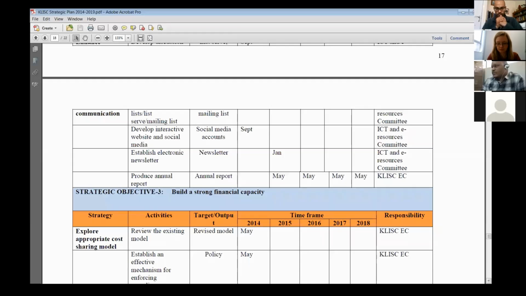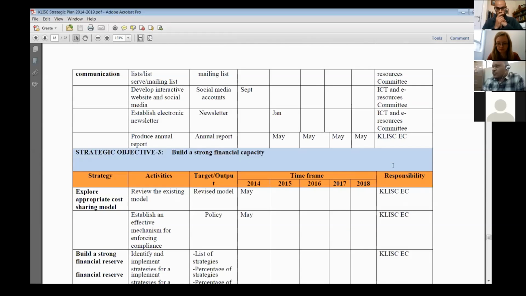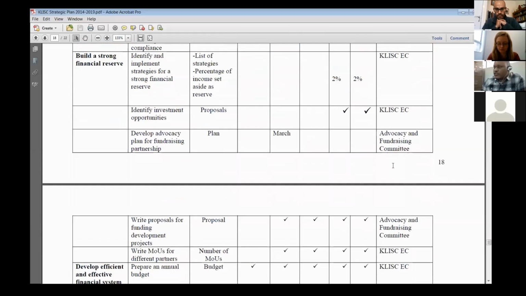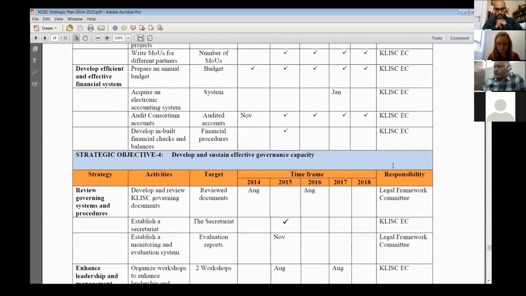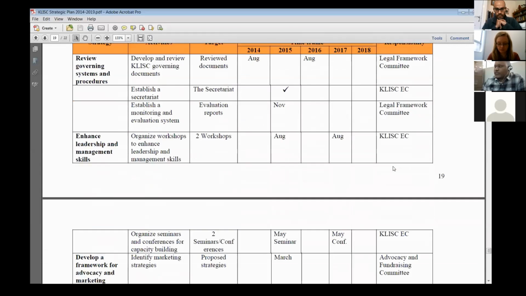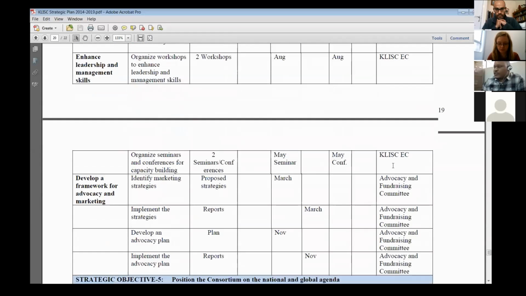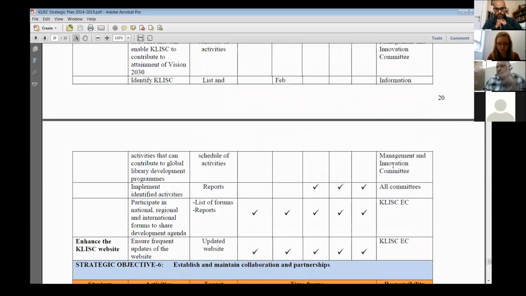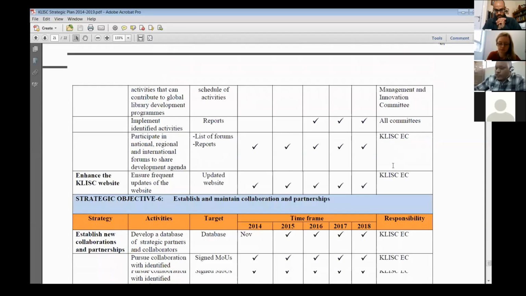And as you can see, the working committees are the ones that actually implement the strategies. So we have around 6 committees, and we have a legal framework committee, fundraising and advocacy committee, and ICT and so on and so forth. So the different strategies have been given to the different committees to actually bring them to completion. And so far so good.